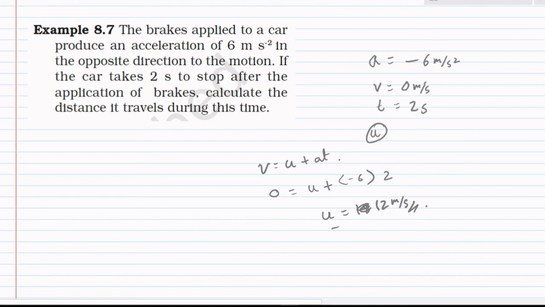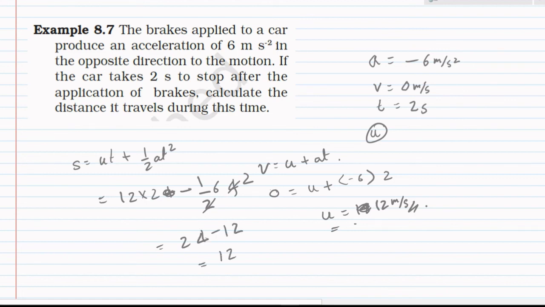Now you can use this and then find distance. Again using the s equals ut plus half at square. Just put in the values and you will get the answer. 12 into 2 plus, actually minus, because of the acceleration being negative. You get half into 6 into t square is 4. So we'll just solve this. So we get 24 minus 12, that is 12 meters.